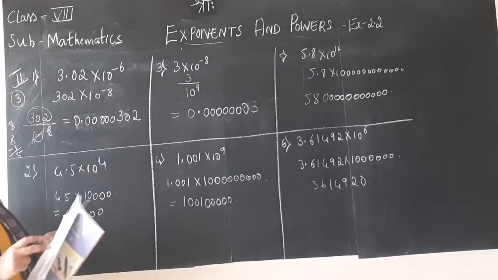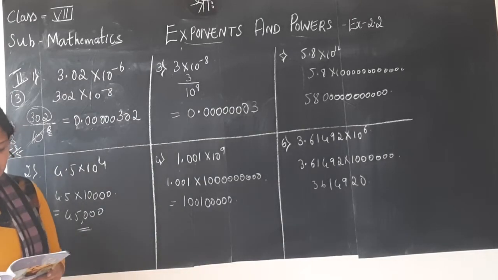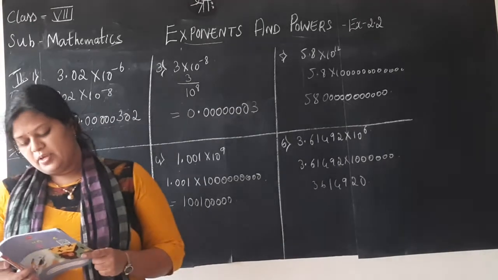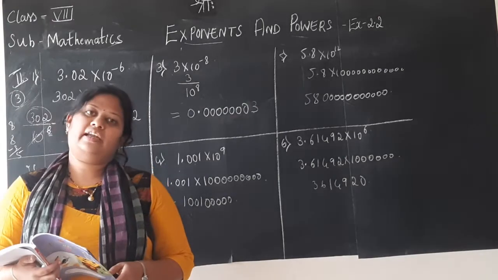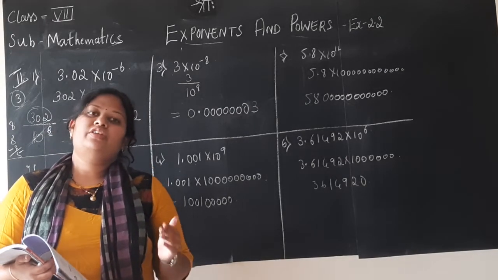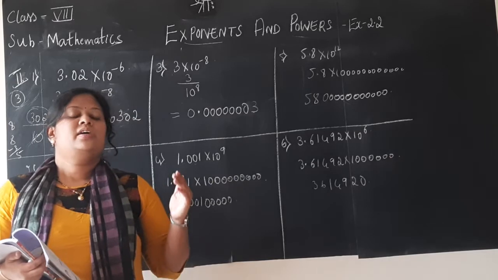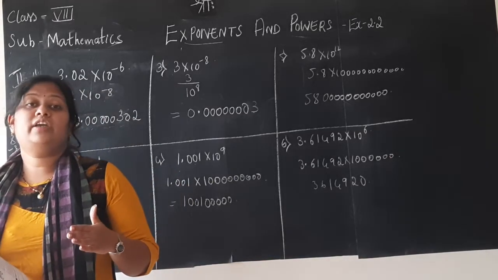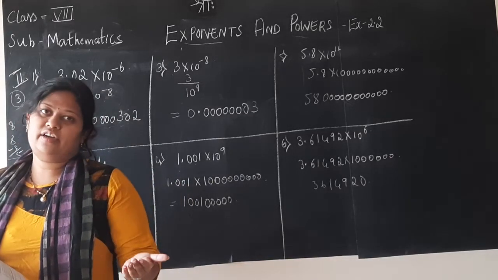That's all about the second main. Next, the third main: express the numbers appearing in the following statements in the standard form. The first main we saw, children, is very much similar to that. There, decimal numbers were given and you were asked to write them in the standard form.